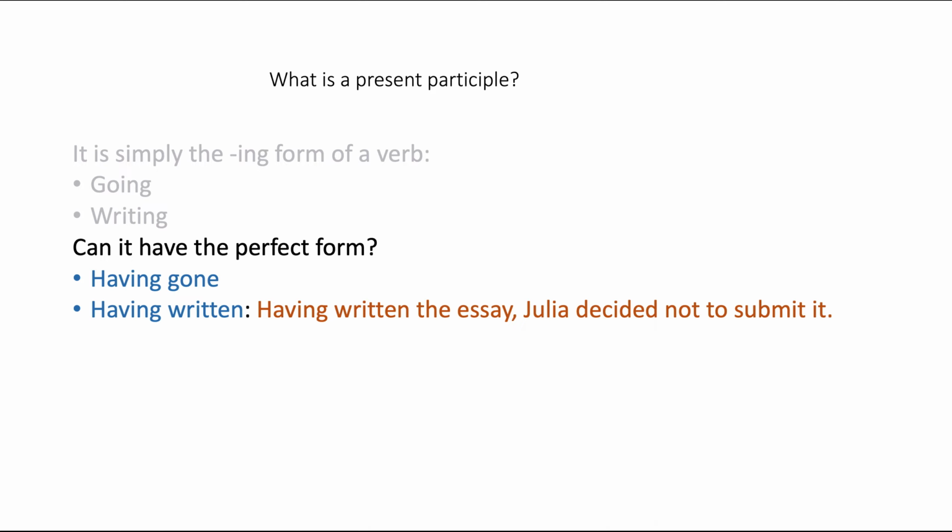But basically, when you say writing the essay, Julia decided not to submit it, we mean that Julia did not actually finish the essay, and Julia made this decision in the process of writing the essay. But when you add this having or the perfect aspect, you're saying that first she wrote the essay and she completed the task, and then she moved on to the next step, which was deciding not to submit it.